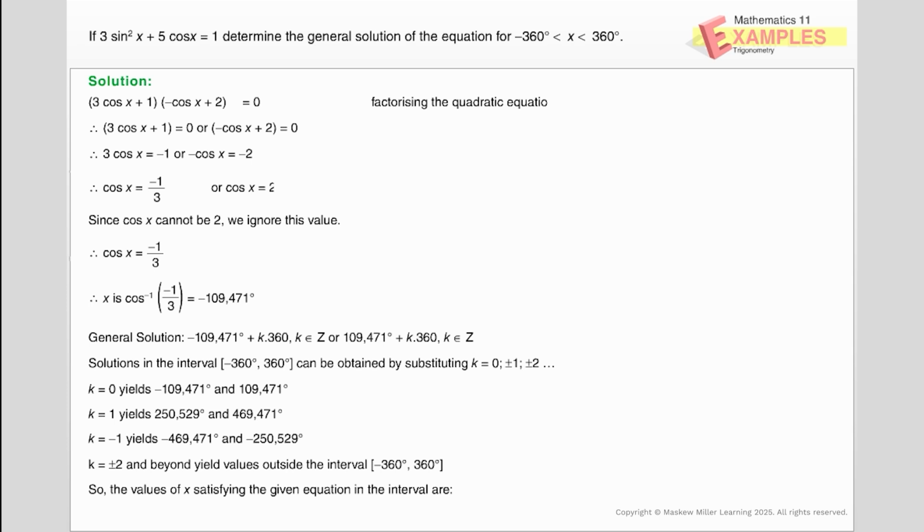So, the values of x satisfying the given equation in the interval are negative 109.471 degrees, 109.471 degrees, 250.529 degrees, and negative 250.529 degrees.